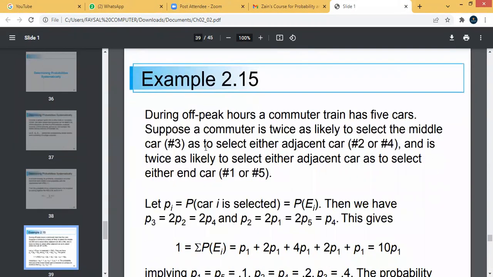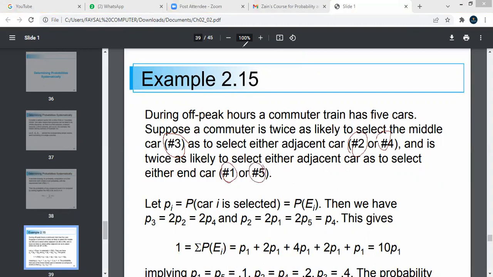2.15. During off-peak hours, a commuter train has 5 cars. Suppose a commuter is twice as likely to select the middle car. The middle car is 3. So this is elaborated as: middle car is 3, select either adjacent car 2 or 4, and it is twice as likely to select either adjacent car as to select either car 1 or 5.